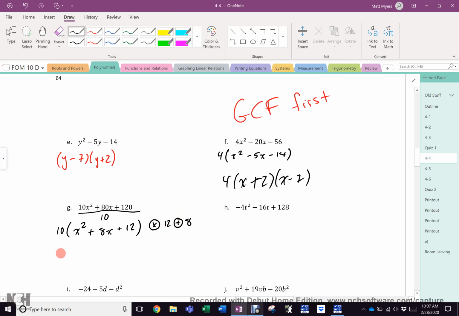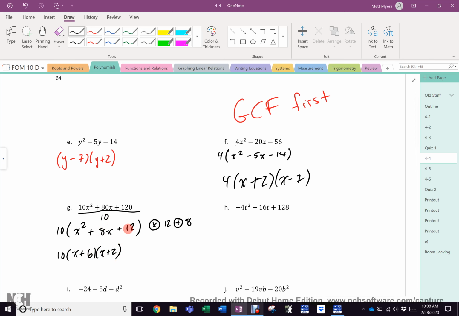What are they? Don't say it out loud. Let somebody else think it out. Positive, positive, so it's x plus, now what? 6 and 2. Mr. Myers, did I do this right? Check my work for me. No, kid, because 6 plus 2 is 8 and 6 times 2 is 12. You already know it. Everybody good?